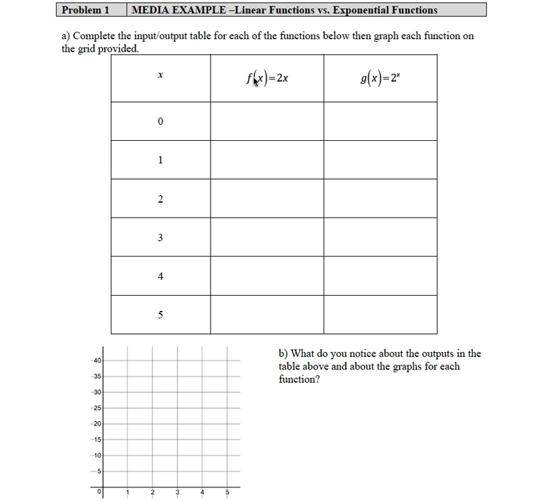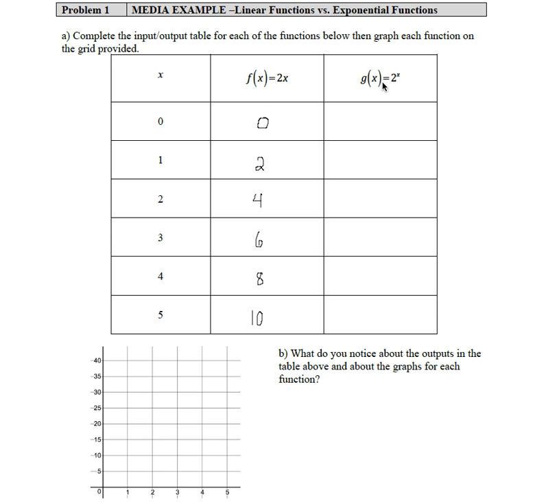So for the second column here, f of 0, 2 times 0 equals 0. 2 times 1 equals 2. 2 times 2 is 4. 2 times 3 is 6. 2 times 4 is 8. And 2 times 5 is 10. So this is a classic linear function.